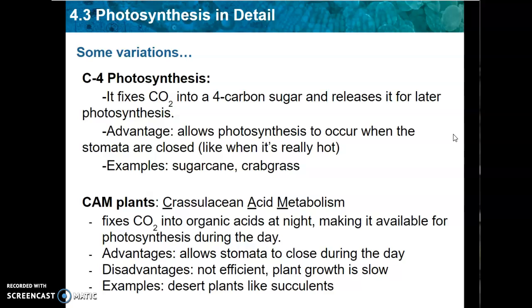CAM plants, or crassulacean acid metabolism plants, fix carbon dioxide into organic acids at night, making it available for photosynthesis to occur during the day. The advantage is it allows those stomata to close during the day. That's beneficial for plants in very hot, arid areas because it prevents water loss. The disadvantage is it's not very efficient, and so plant growth is very slow, like cactus.